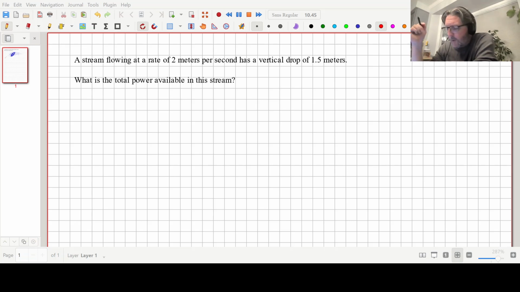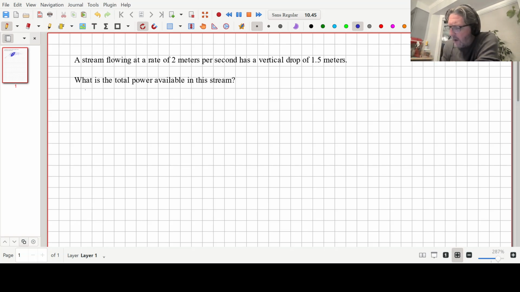So the problem is we have a stream that's flowing at a rate of 2 meters per second, and there's a vertical drop in the stream of 1.5 meters. The question is, what's the total power available in the stream?